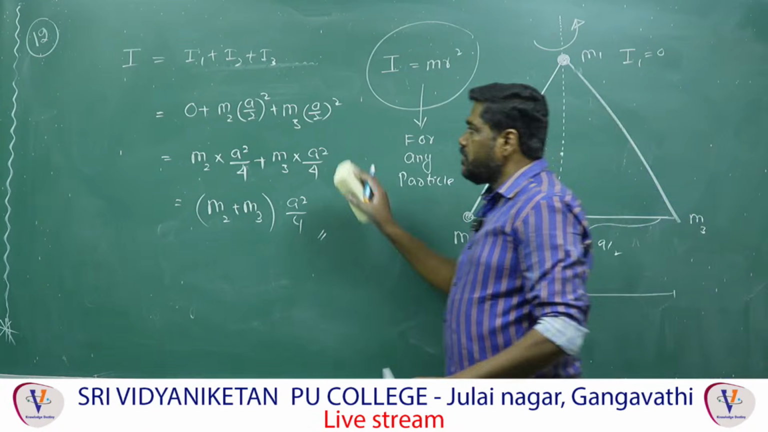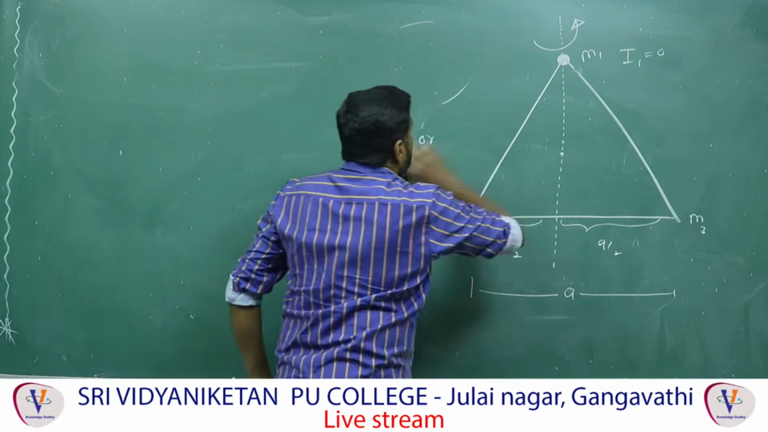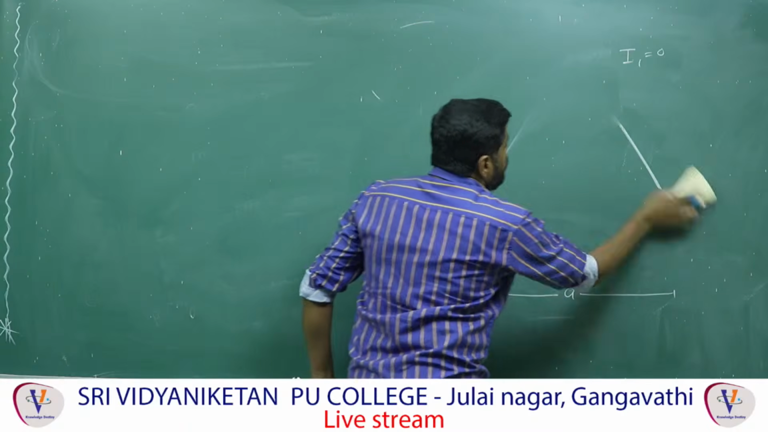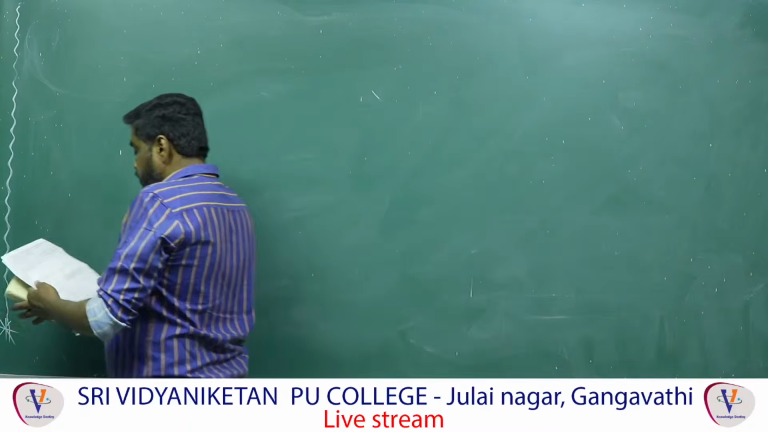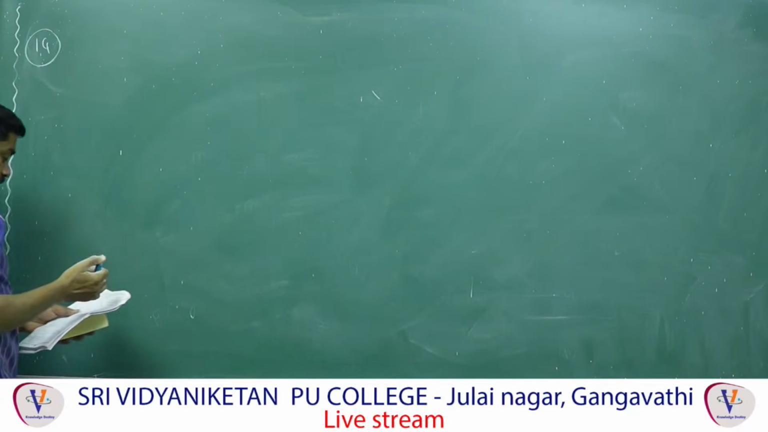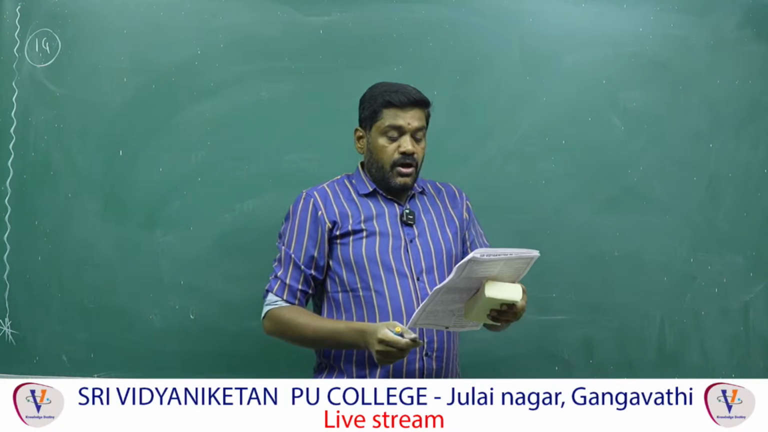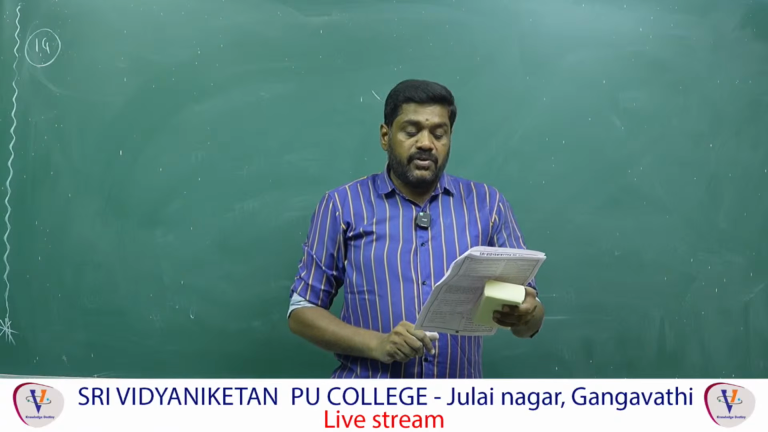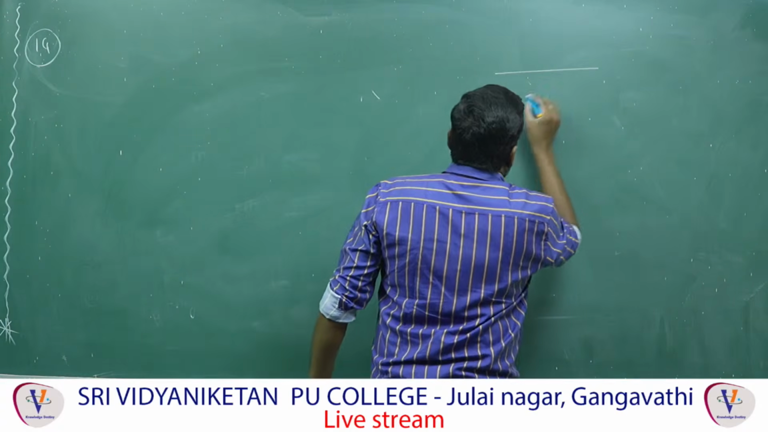Question number 14. Question number 13 model is there in our material, and you can go through that question. Therefore, question number 14, let's go for that. Eight capacitors, each of capacity C, are connected as shown in the figure. The equivalent capacity between x and y is asked. Therefore, this is the diagram.